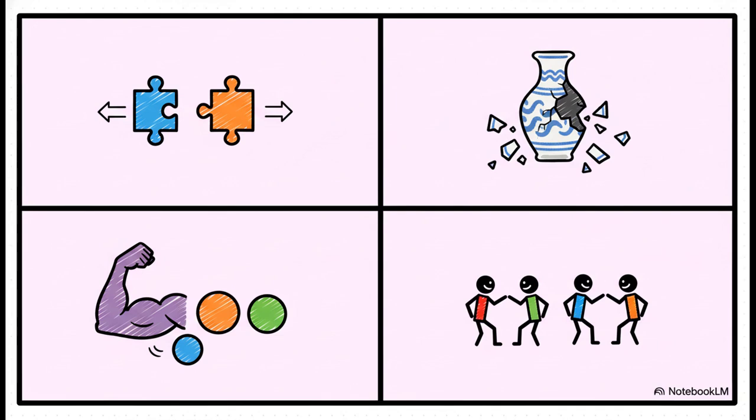So let's just pull it all together for a second. Here they are, our four fundamental stories side by side. You've got combination, building up, decomposition, breaking down, displacement, muscling in, and double displacement, trading partners. Seriously, almost every chemical reaction you will ever come across is just a version of one of these four plots.